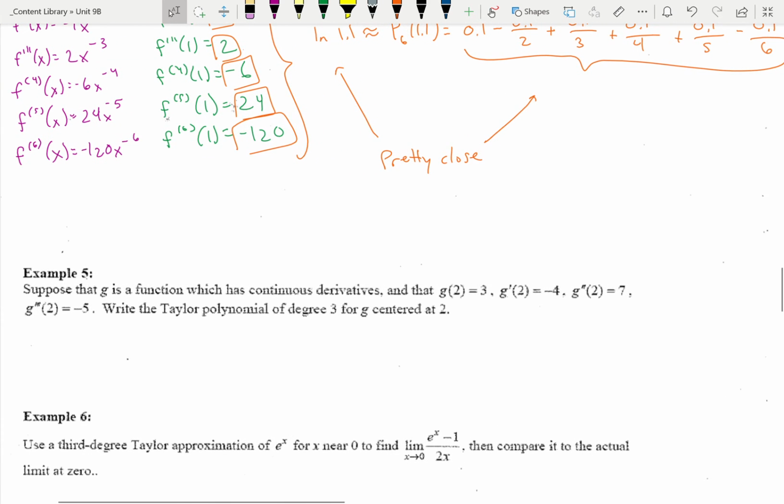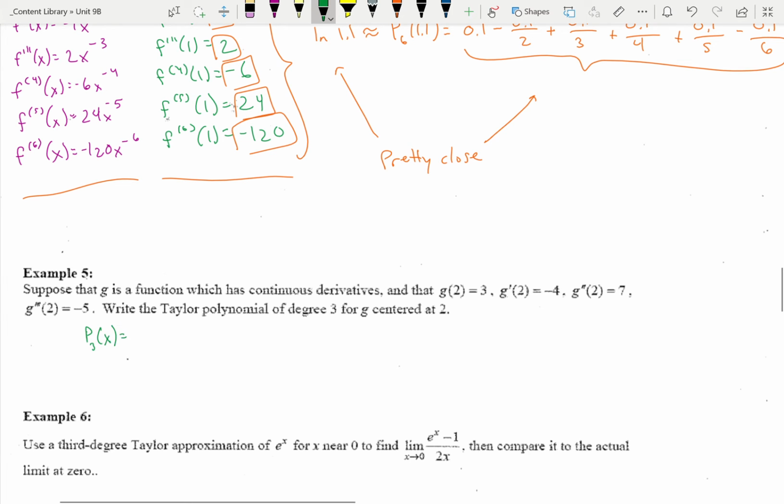So this actually does a lot of the work for us. All this stuff that we did in purple up here and green up here, we don't have to do that because it's been done for us. So all we have to do is build the Taylor polynomial. So we're going to find the degree 3 polynomial, so I'll call it p sub 3.